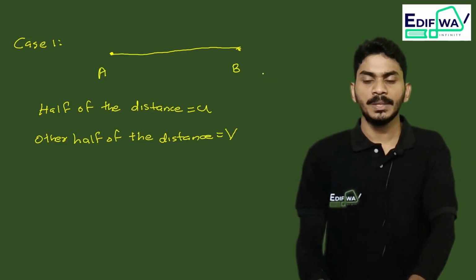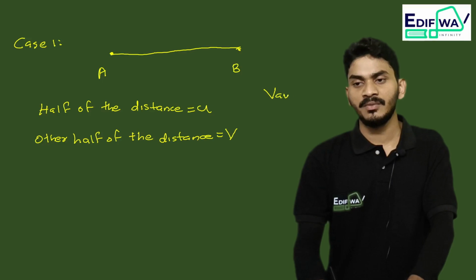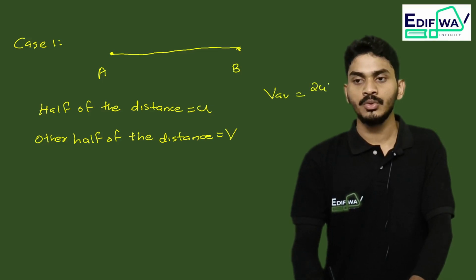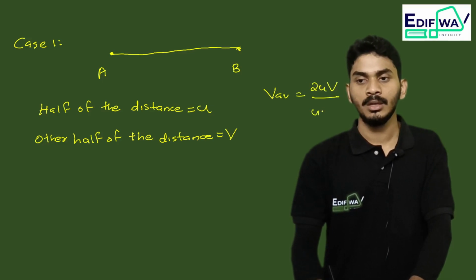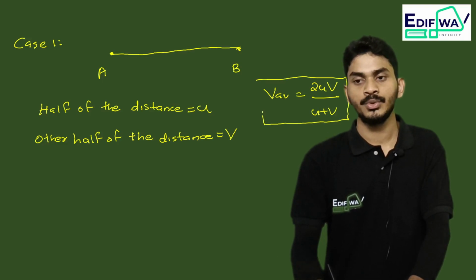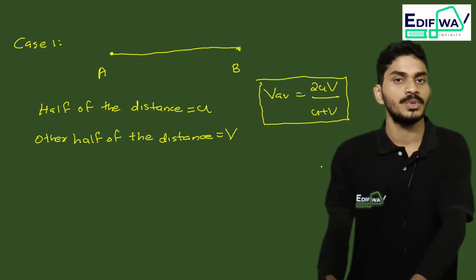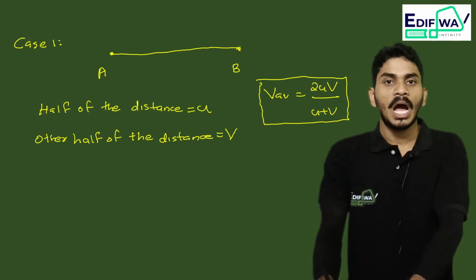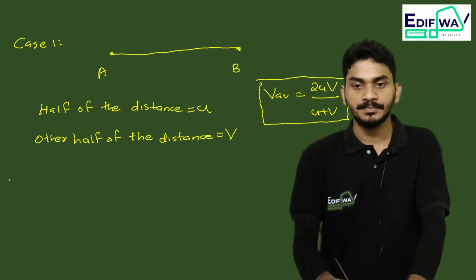We can write v average is equal to 2uv by u plus v. This is the equation: 2uv by u plus v. Clear? Now another case, I will tell you another case.